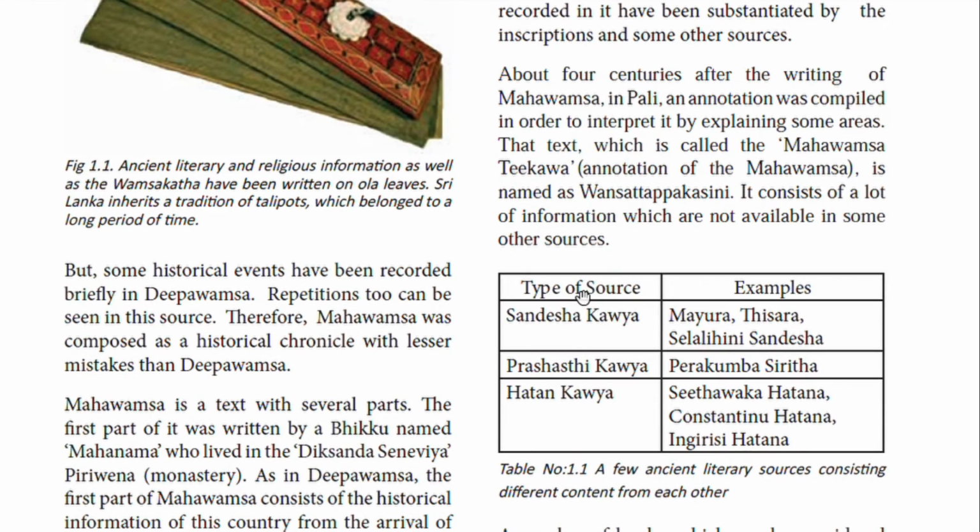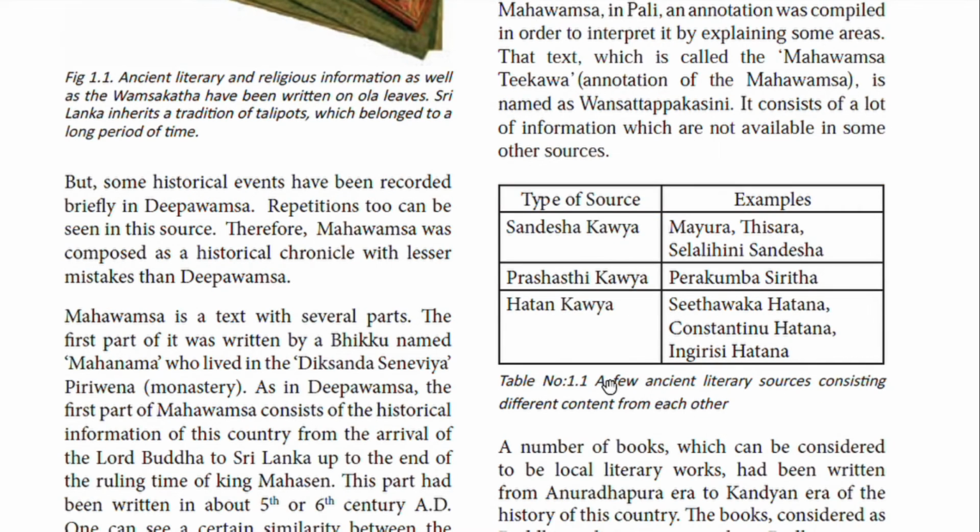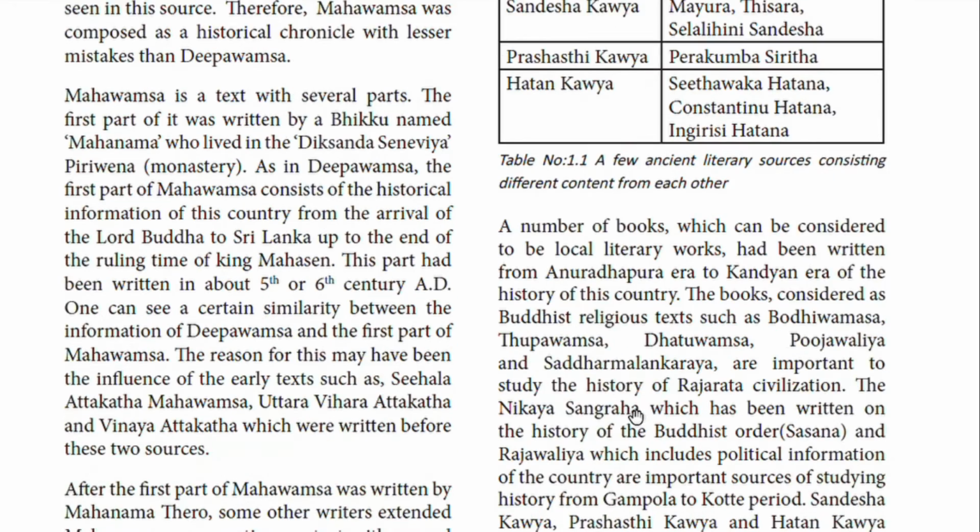Now here, Putala, you can see the type of source and the examples. Sandesha Kavya: Mayura Sandesha, Tisara Sandesha, Salalihini Sandesha. Prasasti Kavya, normally we use this Prasasti Kavya to appreciate some character: Parakumba Sirita. Hatan Kavya, Hatan means the fight and something like that. Hatan Kavya also include Sitawaka Hatana, Constantinu Hatana, Ingrisi Hatana. From this table you can see a few ancient literary sources consisting of different content from each other.